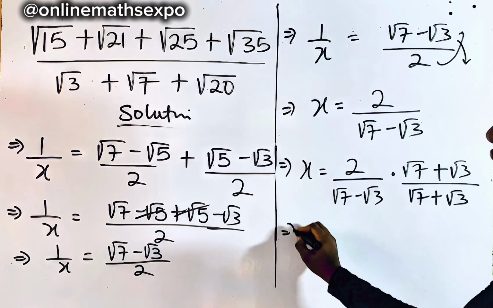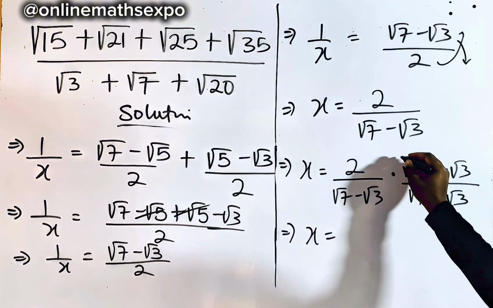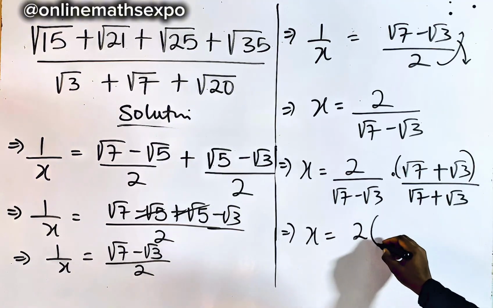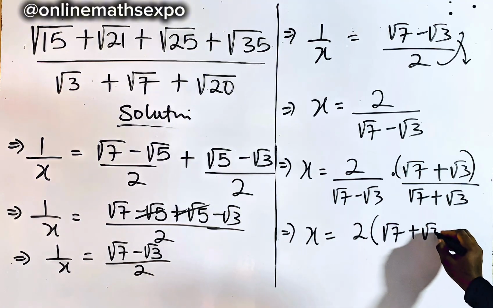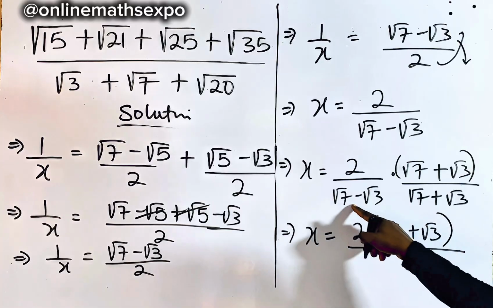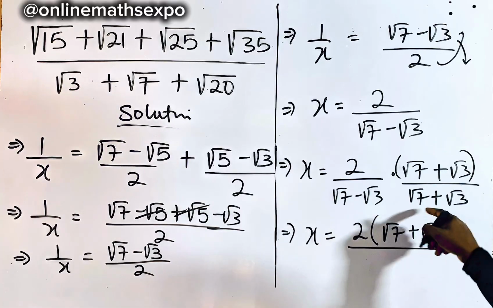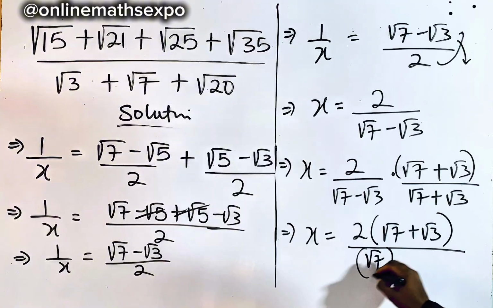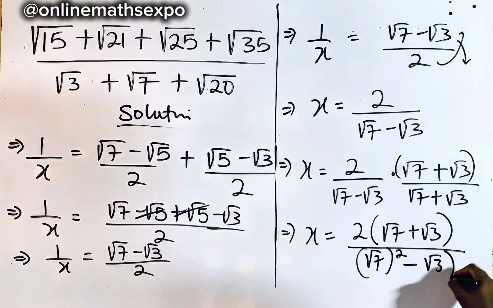So if you work this out, x will give us, use 2 to multiply this. We have 2 into root 7 plus root 3 divided, remember to take difference of 2 squares. So we have root 7 squared minus root 3 squared.